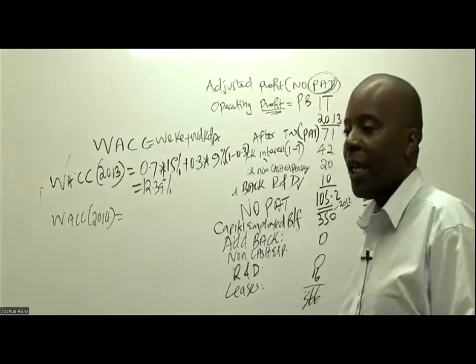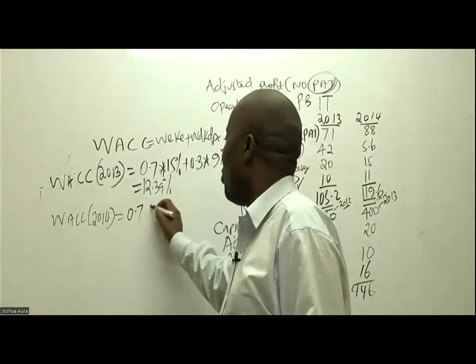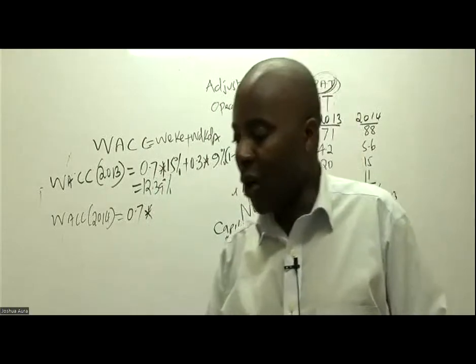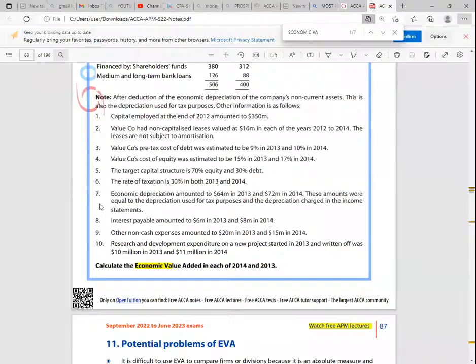So on the same breath, come and give us the WACC for 2014. I'll start with 0.7, which is the weight of equity, multiplied by the cost of equity. The cost of equity, as per note number 4, is 15%. Nope, the cost of equity for 2014 is supposed to be 17%. The weight of debt doesn't change. The weight of debt is 0.3 times the cost of debt after taxation. Cost of debt before taxation for 2014 is 10%.